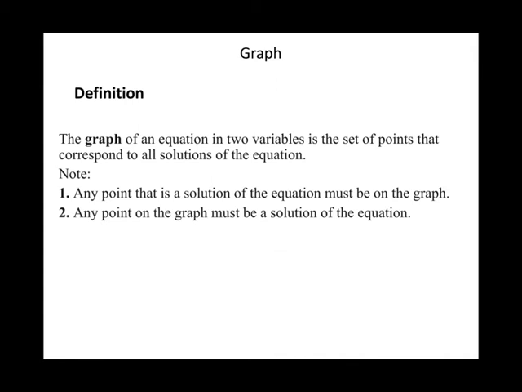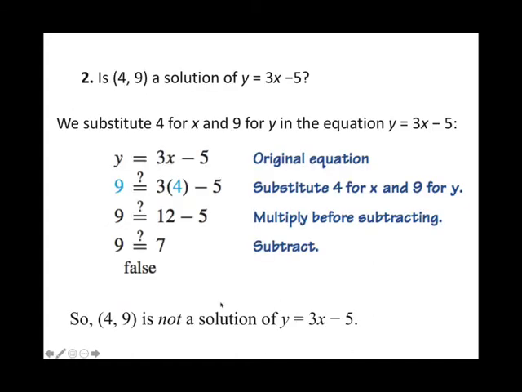Okay, graph. The graph of an equation in two variables is the set of points that correspond to all solutions of the equation. So we have the notes here. For number 1, any point that is a solution of the equation must be on the graph. This is talking about an example like this.